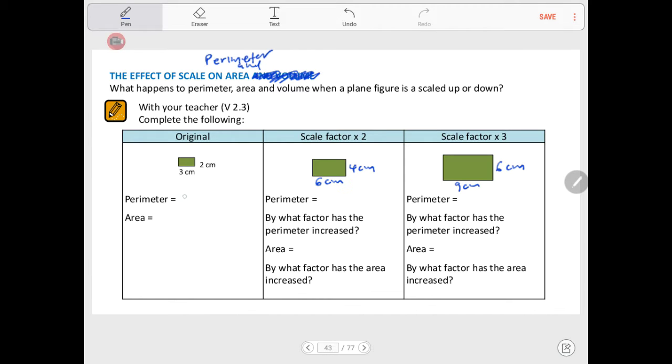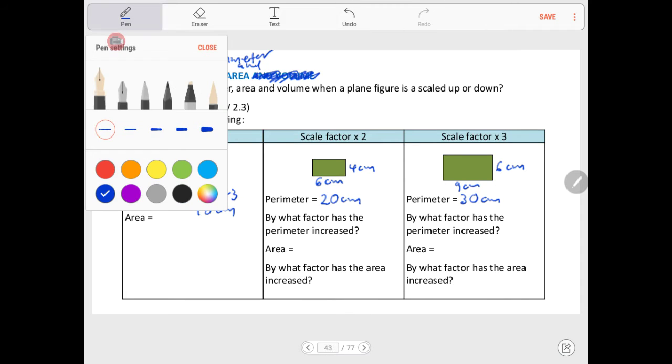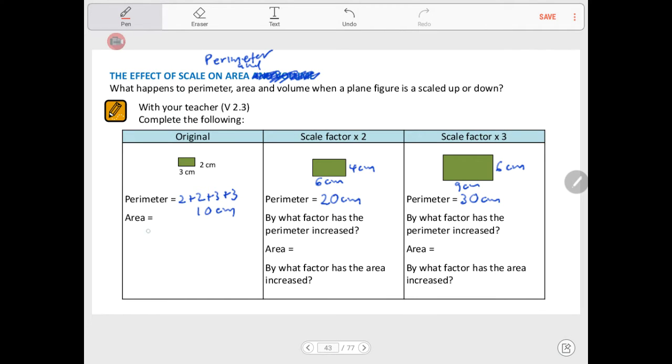Okay, so here we've got 2 plus 2 plus 3 plus 3 gives us a perimeter of 10 centimetres. Here our perimeter, when we add them all up, we should get 20. And for the last one, 30 centimetres. Now the areas, 2 by 3 is 6 square centimetres, 4 by 6 is 24, and 6 by 9, 54.